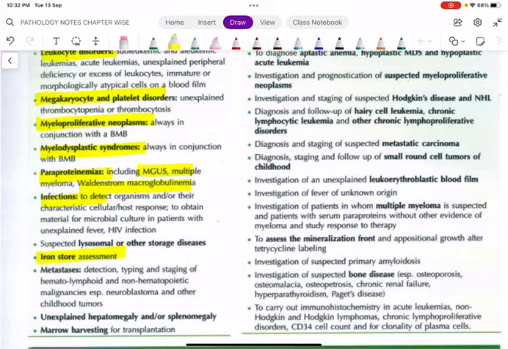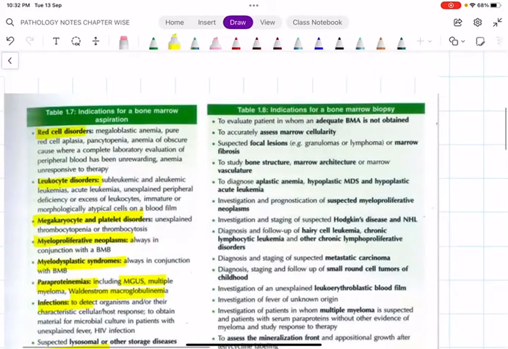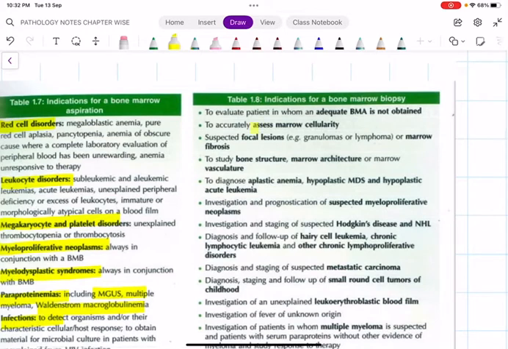Iron stores, I told you, iron staining we will do only in case of aspiration. In case of any metastasis, and if we are going to do a bone marrow transplantation, before that, in order to assess the features of the bone marrow, we will do a bone marrow aspiration. Then when will you use a bone marrow biopsy? Whenever we want to assess the marrow cellularity, fibrosis, focal lesions, aplastic anemia.